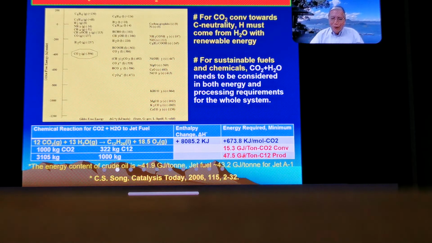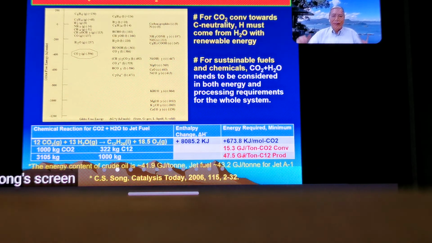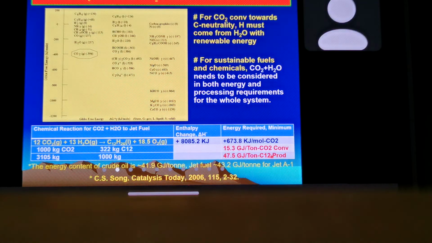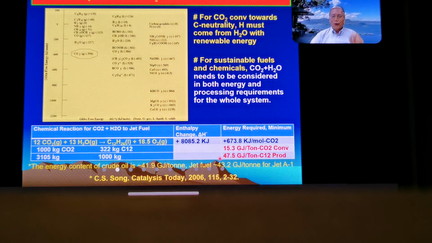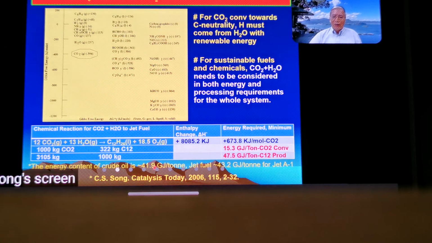Now, how much is 47.5 gigajoules? Just consider petroleum. How much energy does a ton of petroleum carry? A ton of petroleum carries 42 gigajoules. A ton of jet fuel carries 43.2 gigajoules of energy. So if we want to make a ton of jet fuel from CO2, you would need to consume 47.5 gigajoules. So that's a lot of energy.